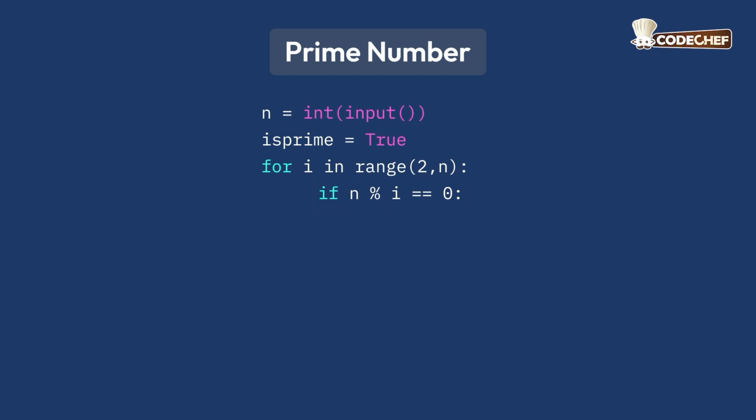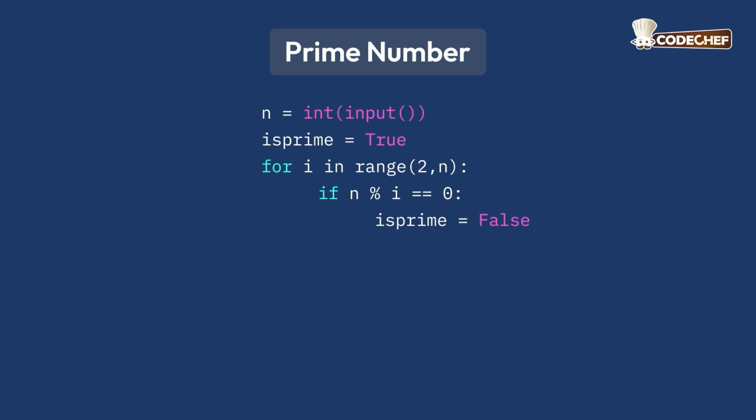If at any point i divides n, then our number is proved to be not prime. So if this condition is true, that means our number is not prime. So we set the variable is prime to false. Okay, our logic to check whether a number is prime or not is complete.